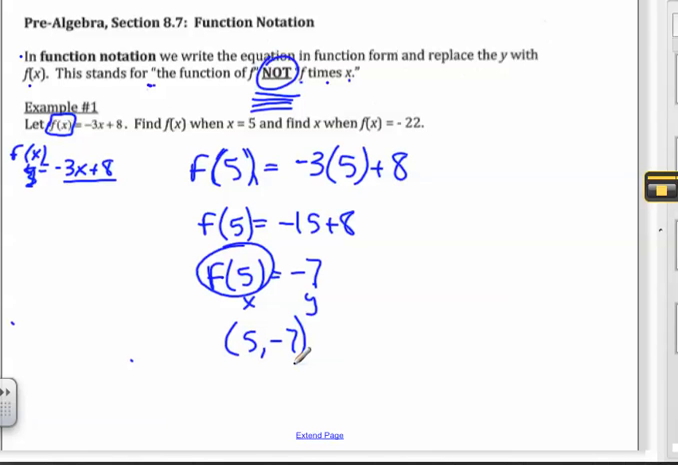That's part of what we like about the function notation, is that it keeps what we plugged in right in front of us. We know we plugged in 5 and we got negative 7.